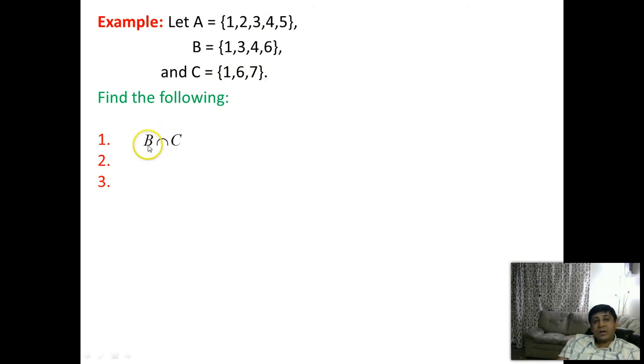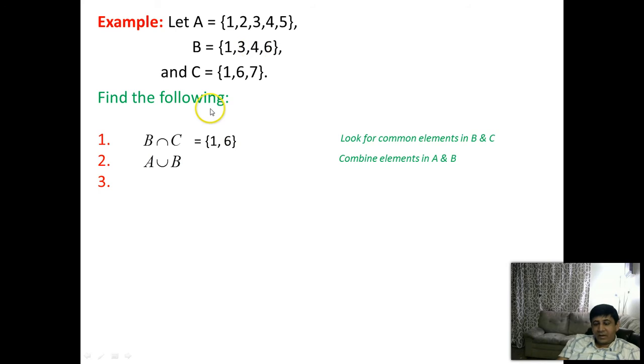Suppose you want to find B intersection C. We have done these kinds of things many times. What we are looking for is all elements which are common in B and C. What is common in B and C? It is 1, it is 6. That's it. This is your B intersection C. Similarly, if you want to find A union B, that means we are combining the elements in A and B. If you combine, no need to repeat anything. Put things together, so we have 1, 2, 3, 4, 5, 6.